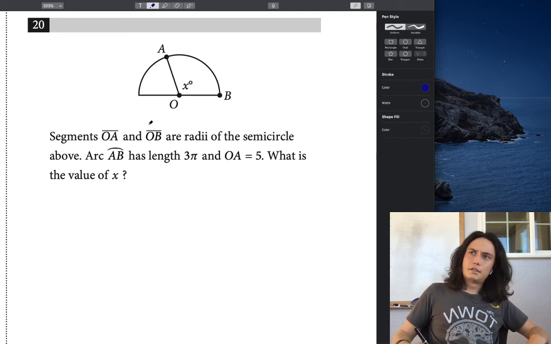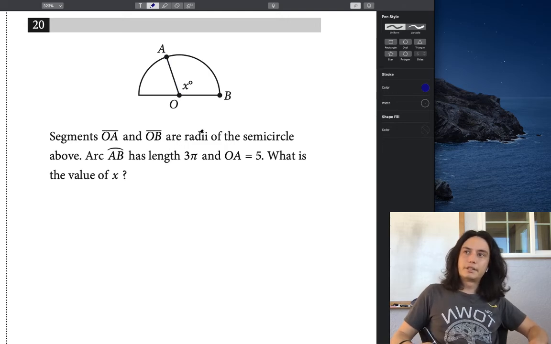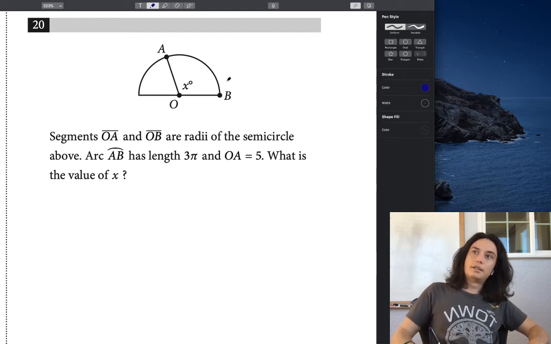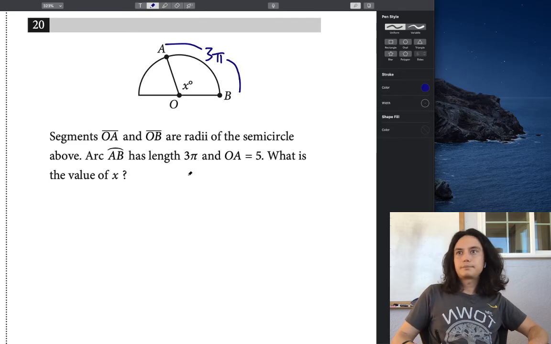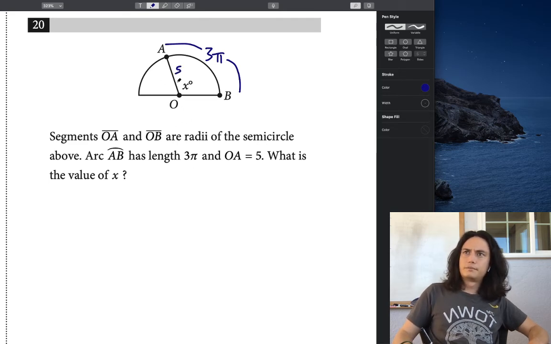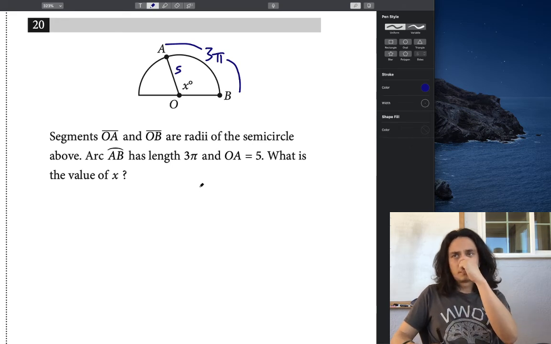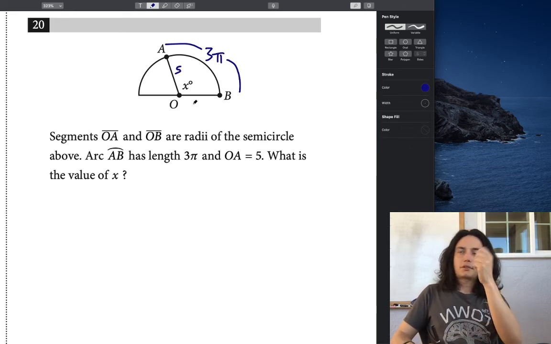Segments OA and OB, this one and this one, are the radii of the semicircle above. This is a semicircle and they are radii of the semicircle. Arc AB, this arc, has the length 3 pi. That's how long this is. Great. And OA, the radius, is 5. Okay. What's the angle?